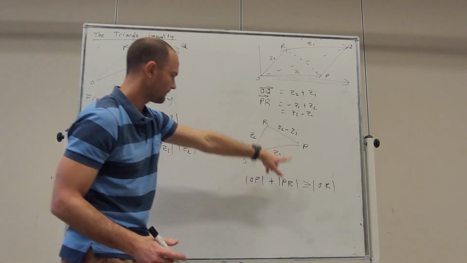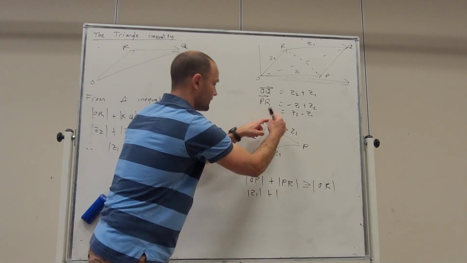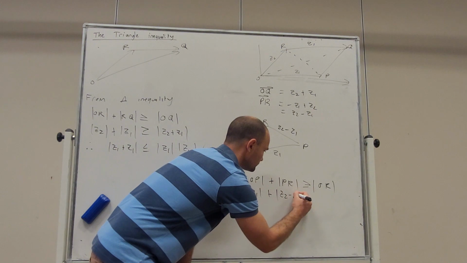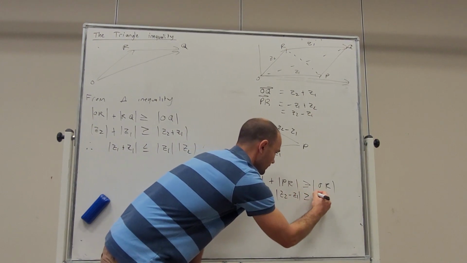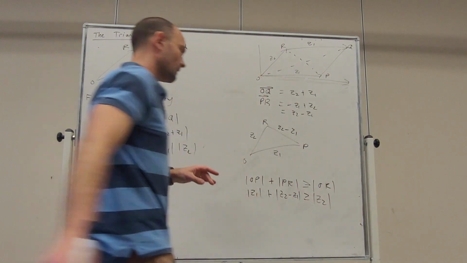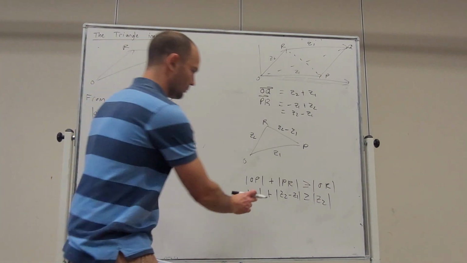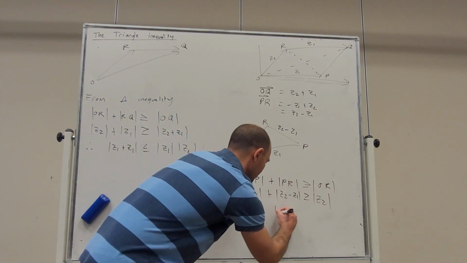Okay, so based off of our description here, we have the modulus of Z1 plus the modulus of Z2 take Z1 is larger than or equal to the modulus of Z2. Now it's very close to what we're asked to say, all we need to do is subtract the modulus of Z1 from both sides, and we'll end up over here.